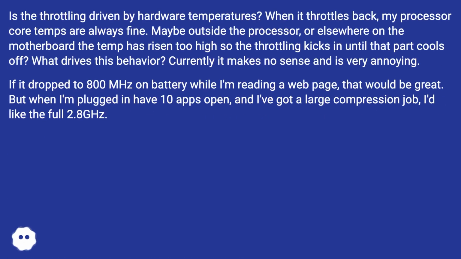Is the throttling driven by hardware temperatures? When it throttles back, my processor core temps are always fine. Maybe outside the processor, or elsewhere on the motherboard the temp has risen too high, so the throttling kicks in until that part cools off. What drives this behavior? Currently it makes no sense and is very annoying. If it dropped to 800 MHz on battery while I'm reading a web page, that would be great. But when I'm plugged in, have 10 apps open, and I've got a large compression job, I'd like the full 2.8 GHz.